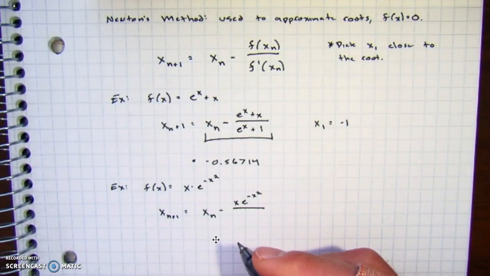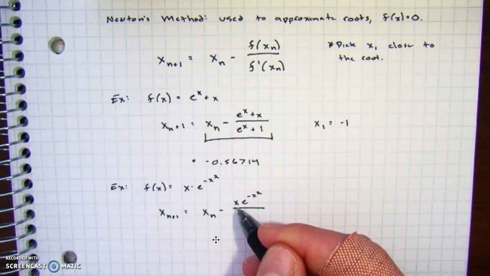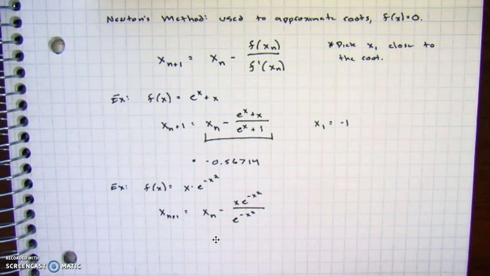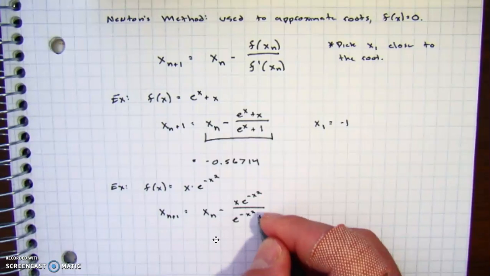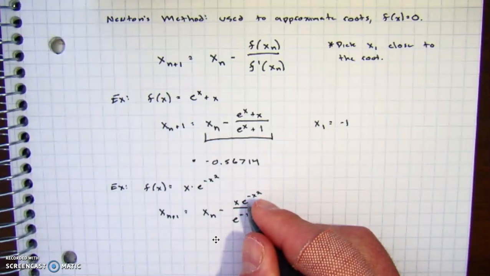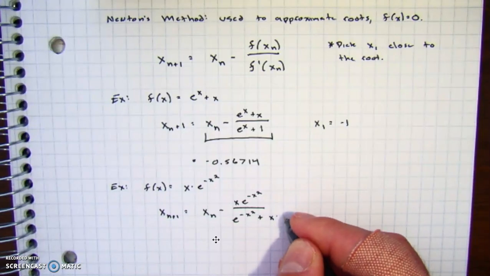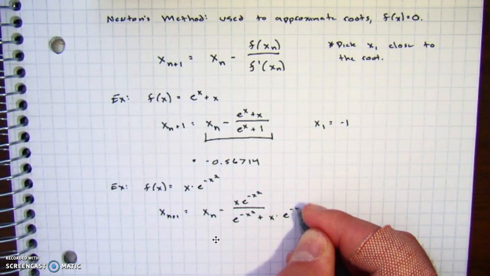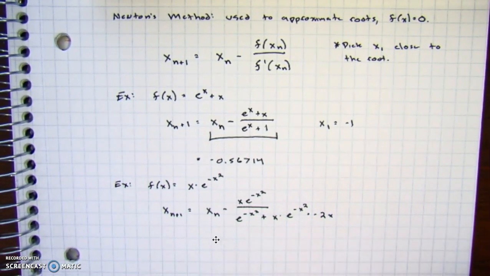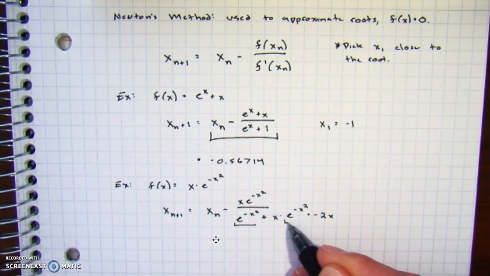All right, so we have the derivative of this. So we're going to have f and g. So f prime is just 1. So we're going to have e to the negative x squared, plus, okay, then this one we're going to have to use, looks like the chain rule, so that we just have our x times e to the negative x squared times negative 2x.